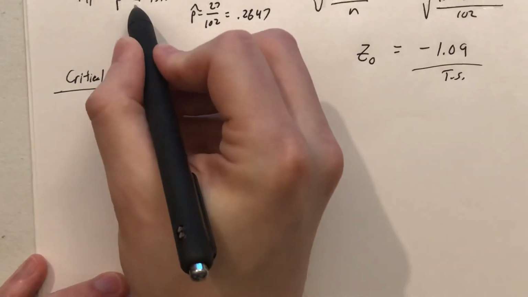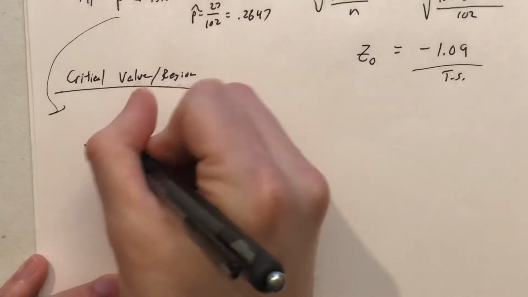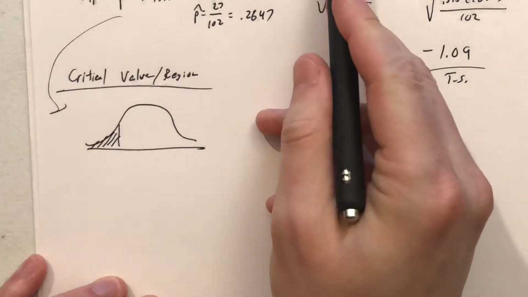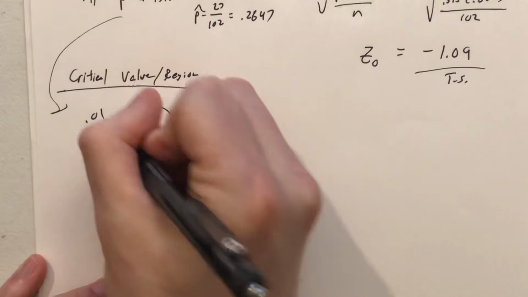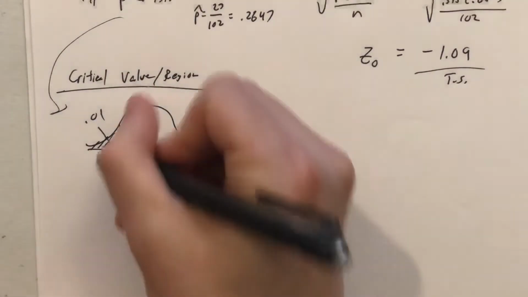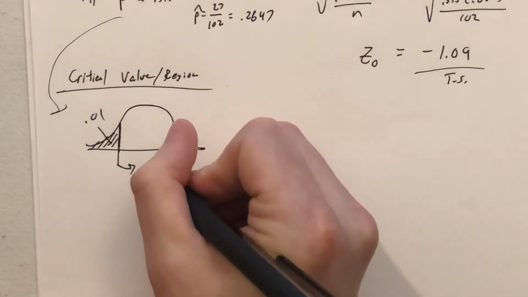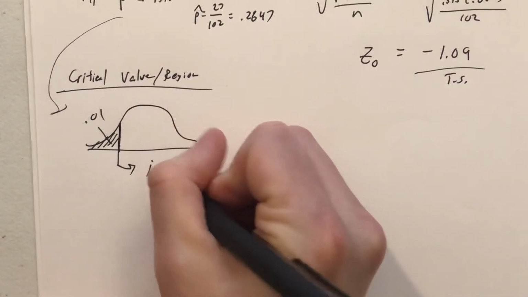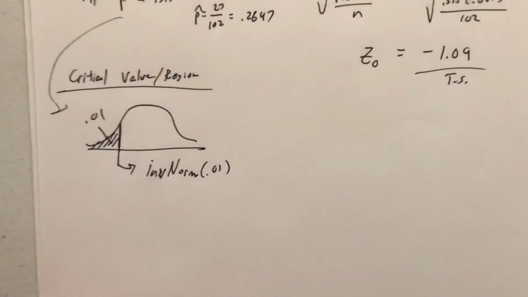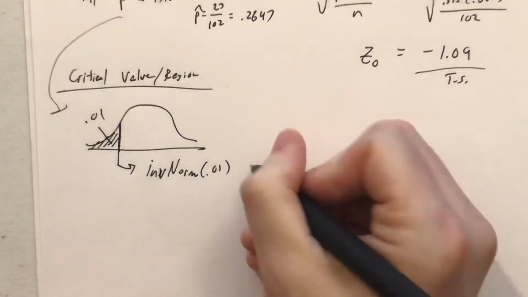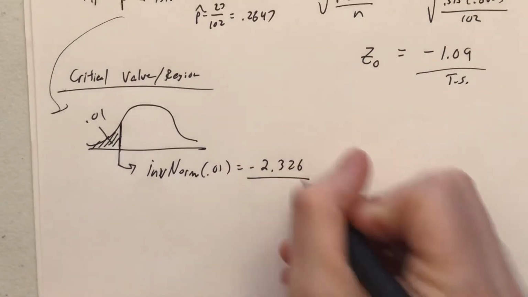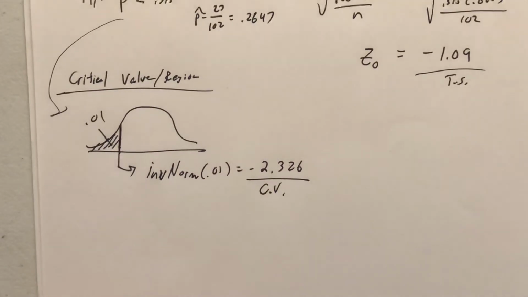Now, with a less than alternative, we have a left tail test. With an alpha of 0.01, we know the area of that tail is 0.01. And so to find that critical value, the boundary of that tail, we just need inverse norm of 0.01, giving us negative 2.326. So that's our critical value.